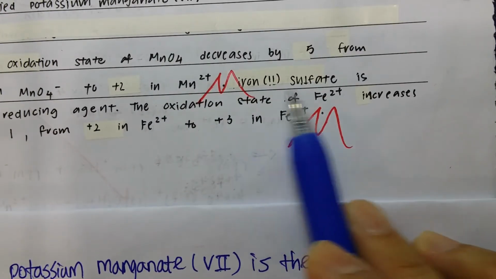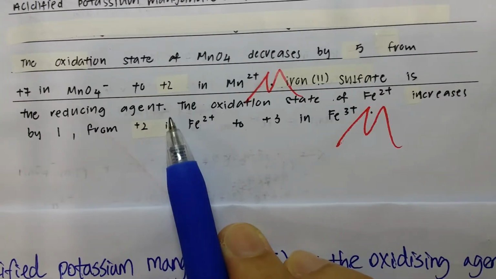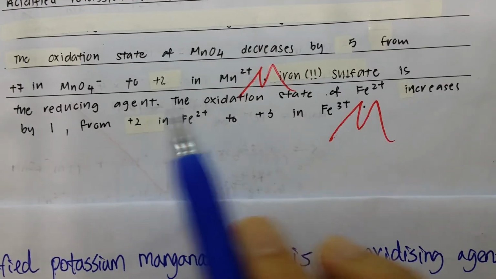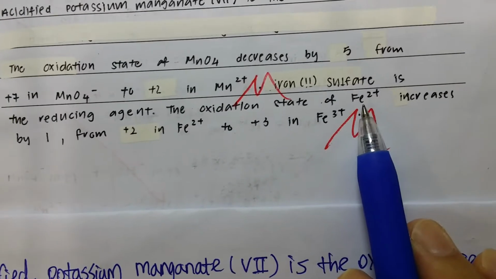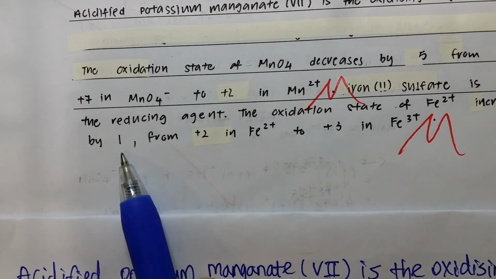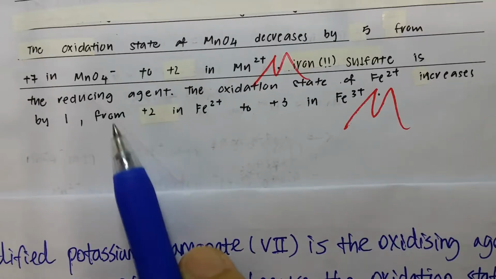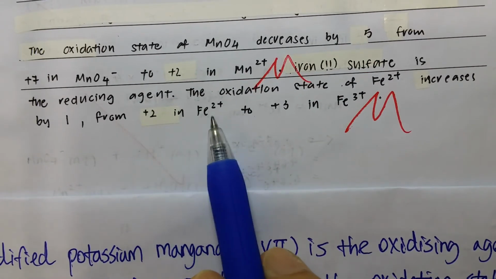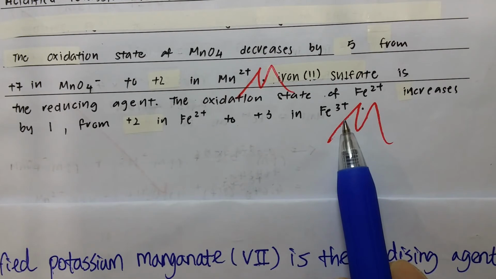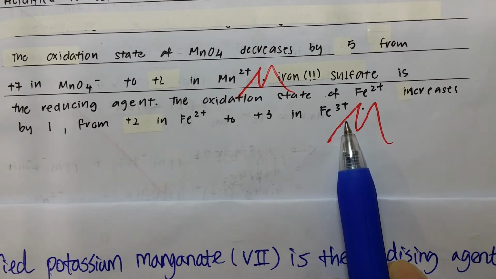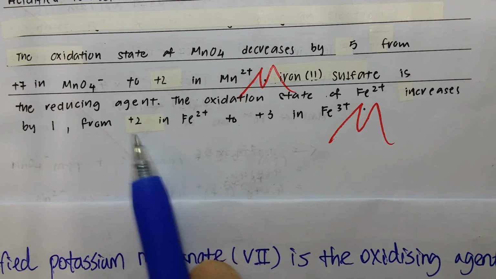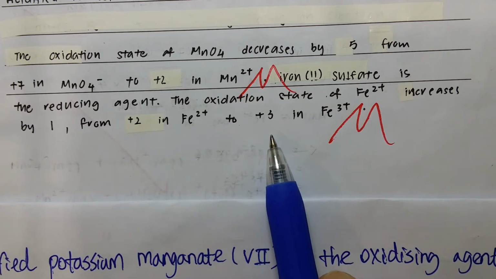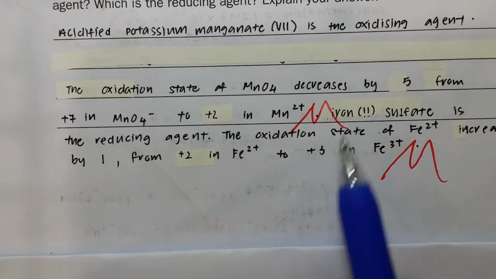And for the second part, iron 2 sulfate is the reducing agent. Okay, that is correct. And then the oxidation state of Fe2 plus increased by 1. Also no need to tell me this. From plus 2 in Fe2 plus to plus 3 in Fe3 plus. Again, you didn't tell me that if there is an increase in oxidation state, is it an oxidation or a reduction? You didn't tell me. That is why this answer is wrong.